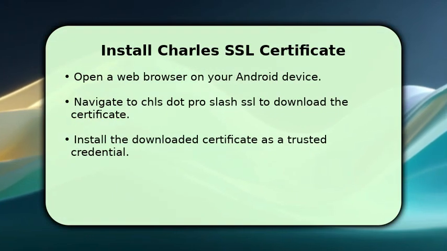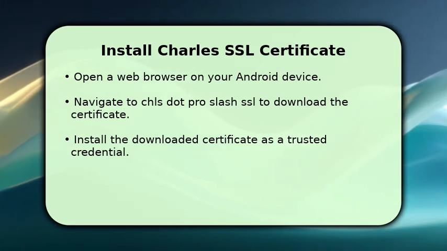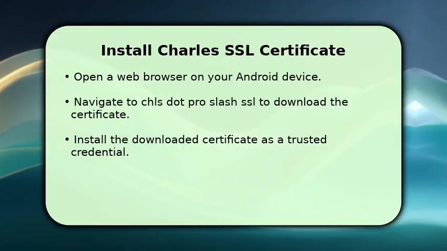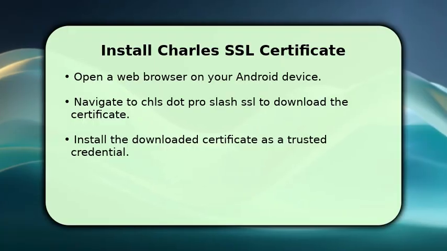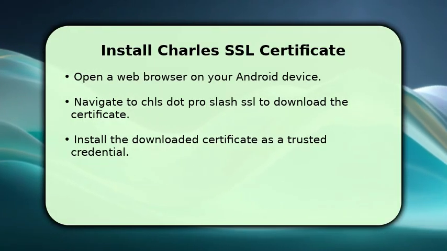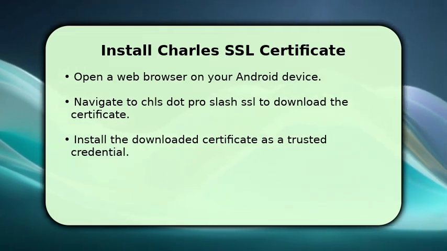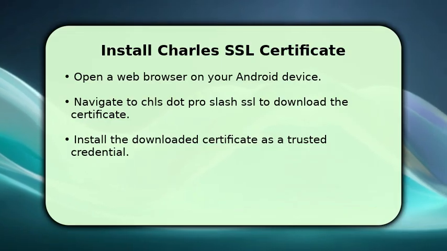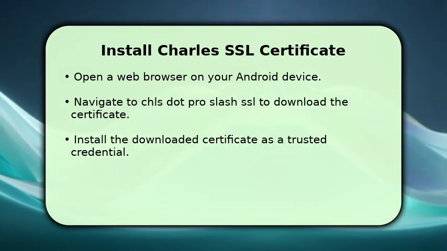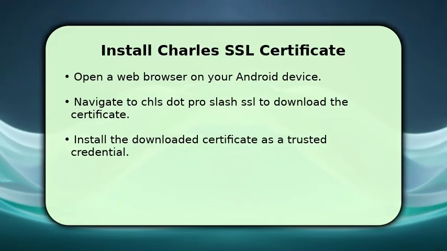Now, for secure HTTPS traffic, you need to install Charles's SSL certificate on your Android device. Open any web browser on your Android and go to the address chls.pro/SSL. This will download the certificate. Once downloaded, open it and follow the prompts to install it as a trusted credential. You might be asked to name the certificate. Choose something descriptive like Charles Proxy for easy recognition later.